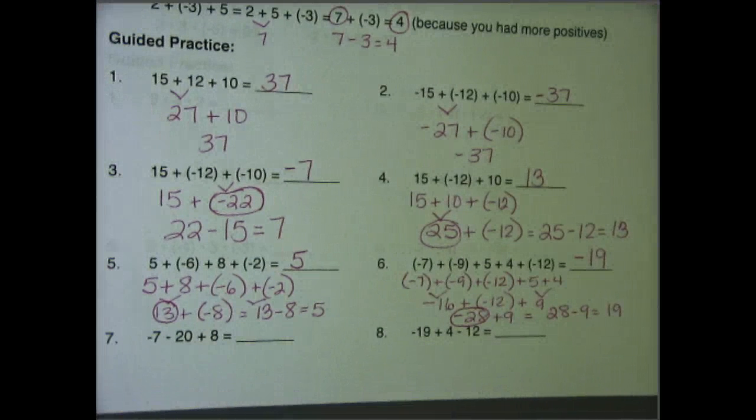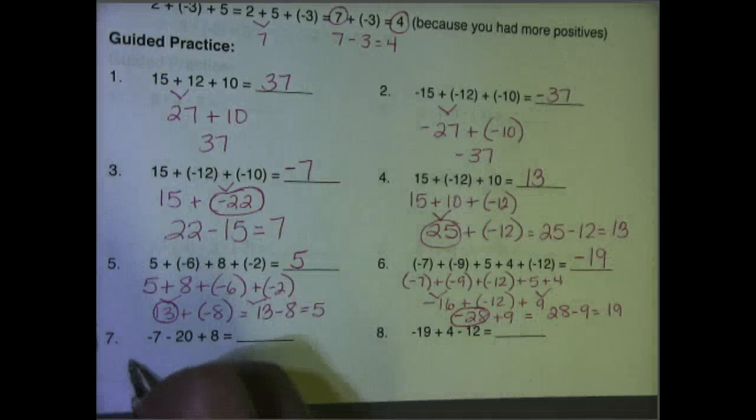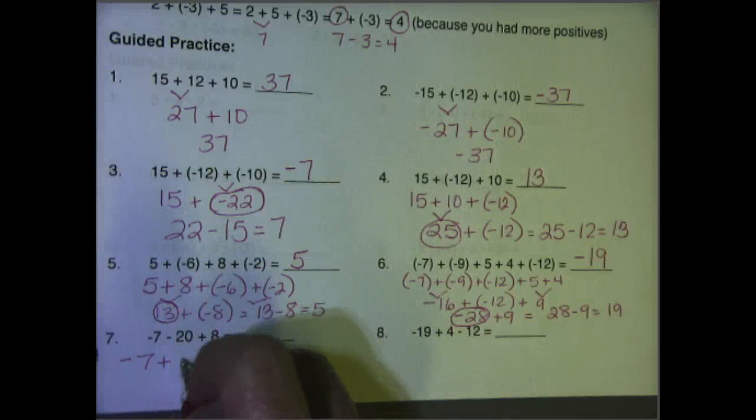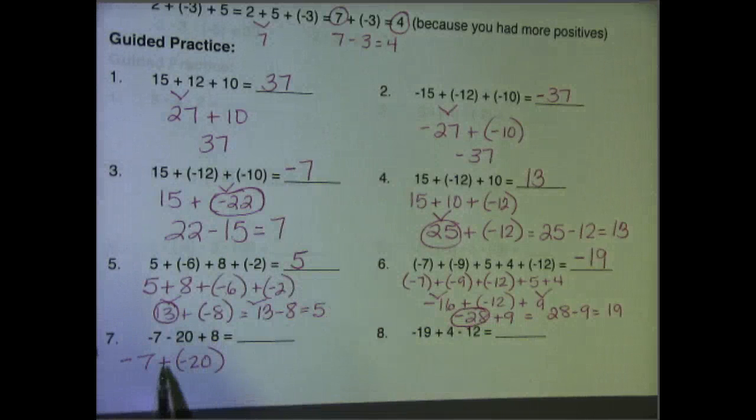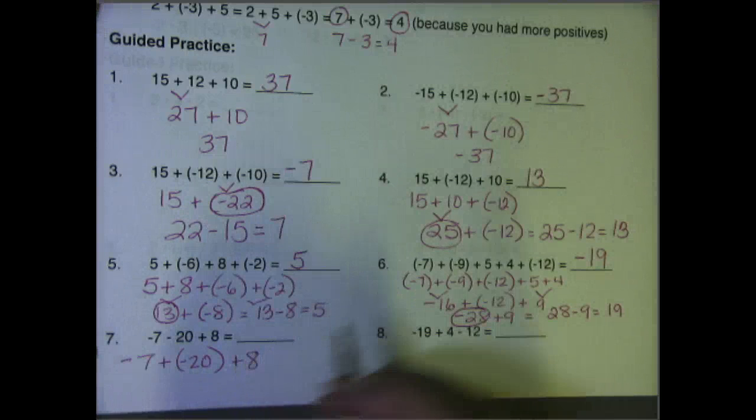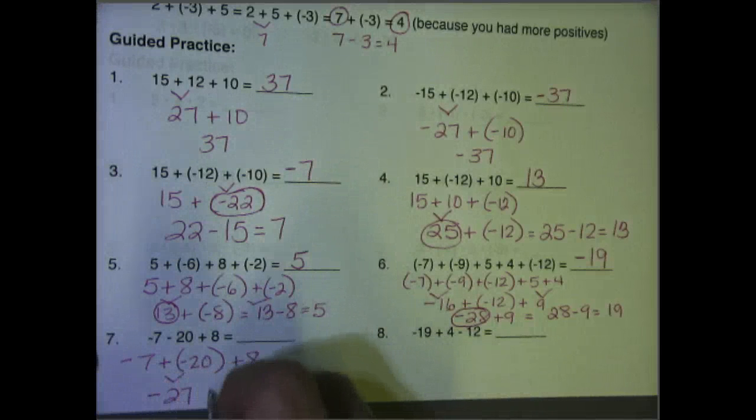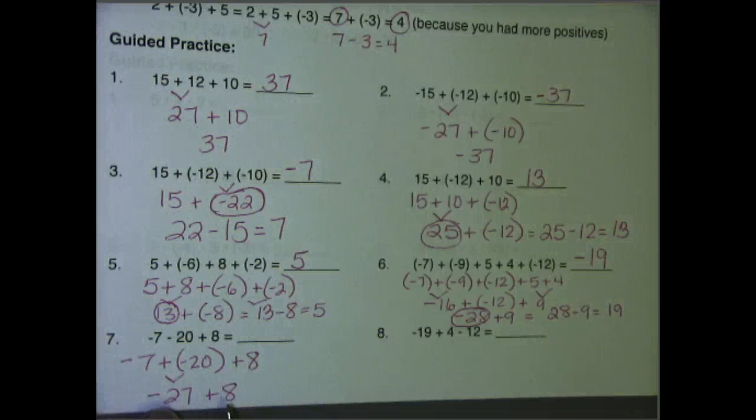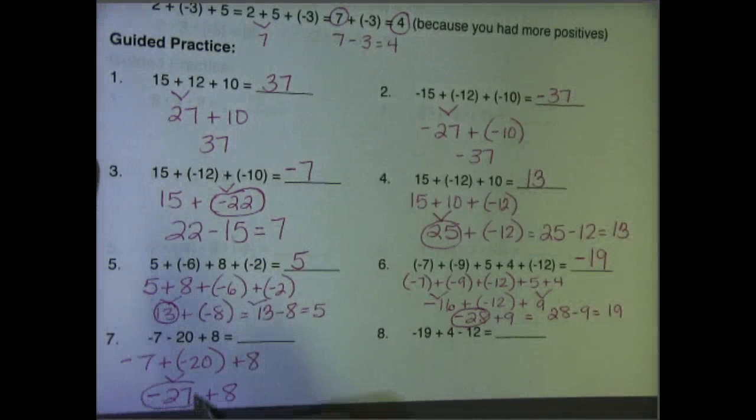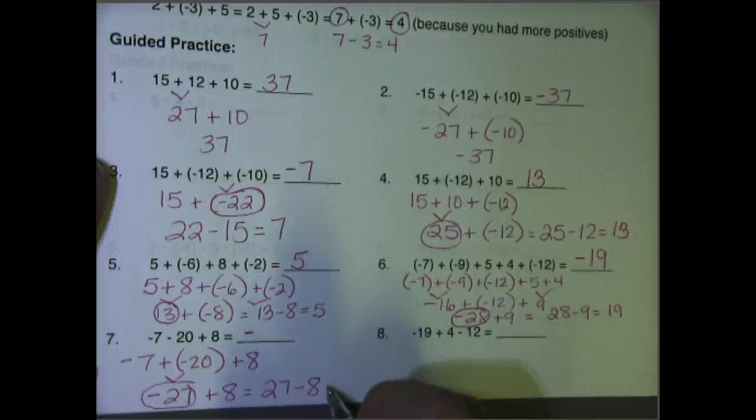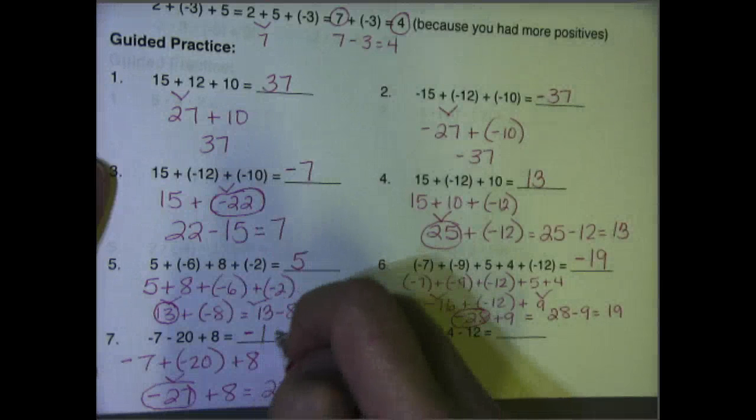Down at the bottom, 7 and 8 are a little bit more difficult because they've added subtraction in. If we use our subtraction rule, it'll make these a lot easier. So we have negative 7. We're going to change our subtraction to addition, change our 20 to negative 20. So same, opposite, opposite, plus 8. We'll add our 2 negatives. Negative 7 plus negative 20 is negative 27 plus 8. Now I'm adding different signs. I have more negatives, so I know my answer is going to be negative, but I have to subtract. So 27 minus 8 equals 19. My answer is negative 19.